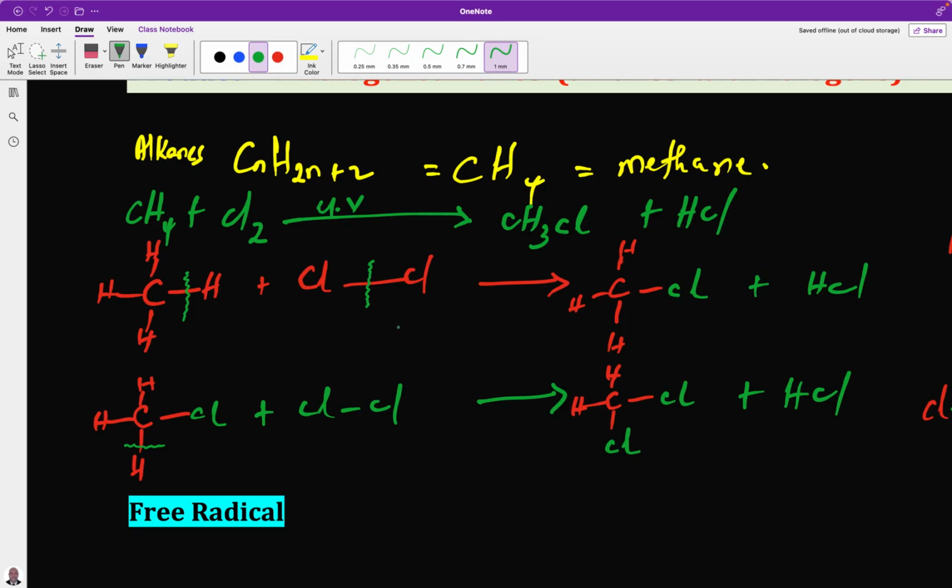In that case, the chlorine atom here substitutes the hydrogen here, and the hydrogen here combines with this chlorine atom, and what is formed is hydrogen chloride. So this is chloromethane. Chloromethane is formed.